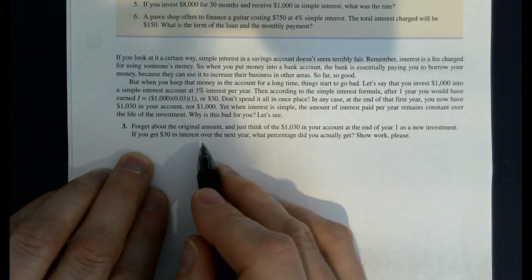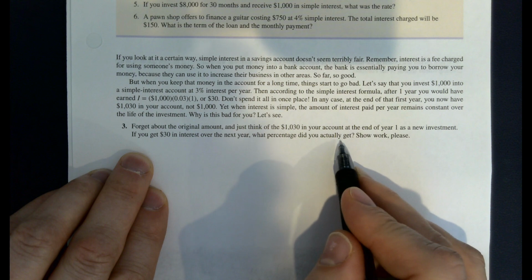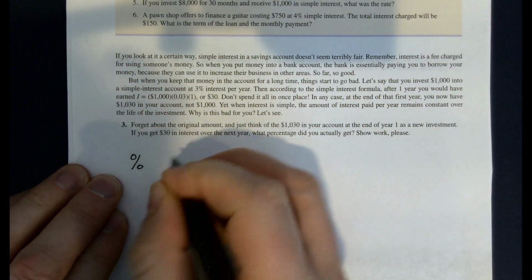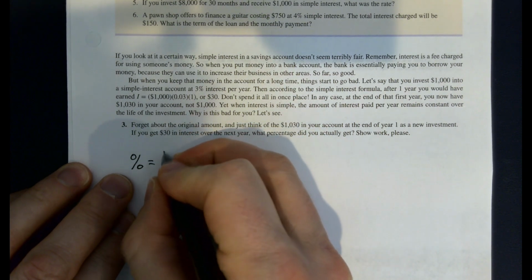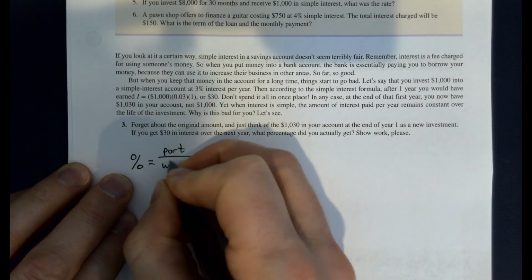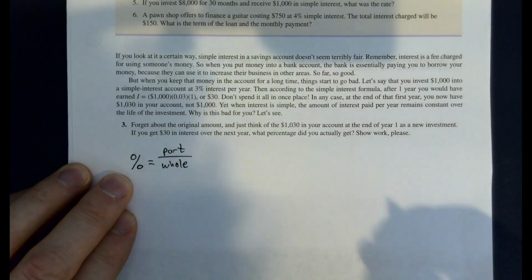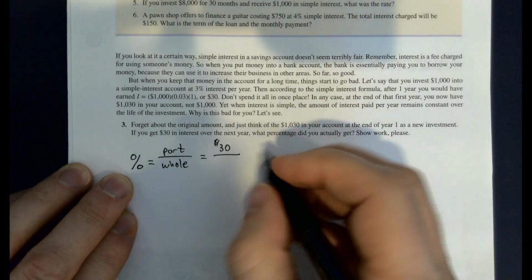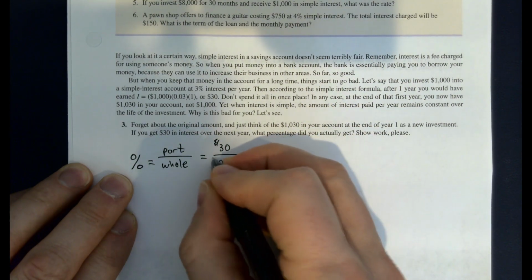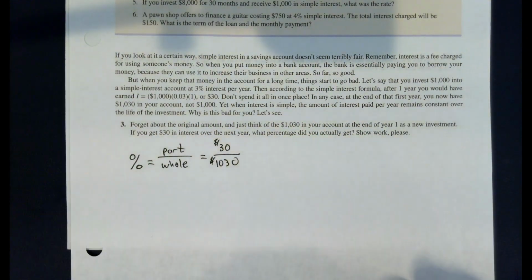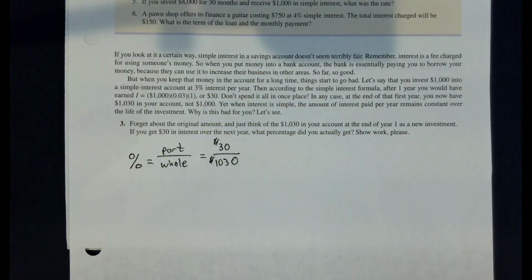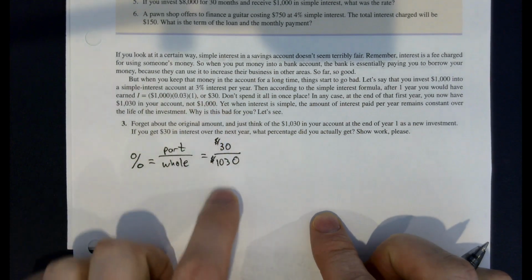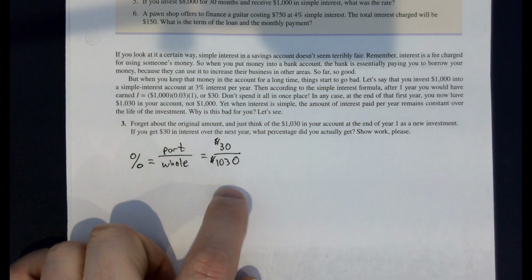If you get $30 in interest over the next year, what percent did you actually get? We're supposed to show our work. Remember that one way to calculate a percent is a part divided by the whole. So in this case, the part we're looking at is the $30. And the whole we're talking about is the account balance of 1030. So if we're not paid the 3%, like we're not in simple interest, off of the 1030, we're still paying it off at 30. What percentage does this end up being?